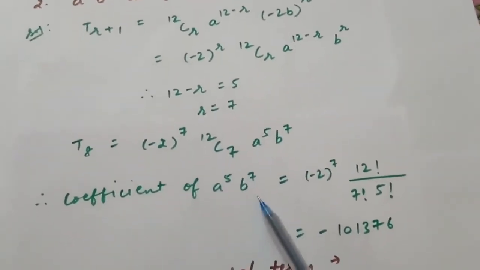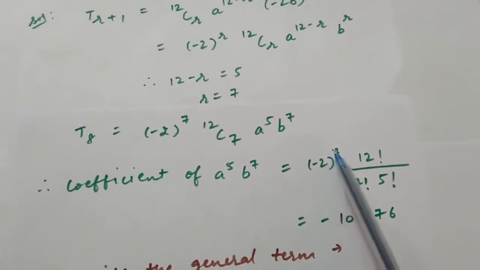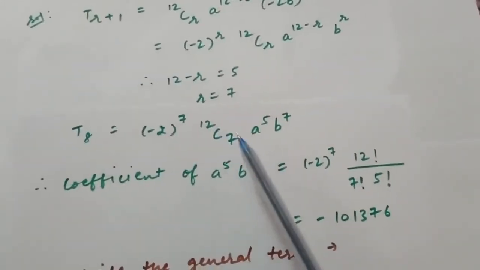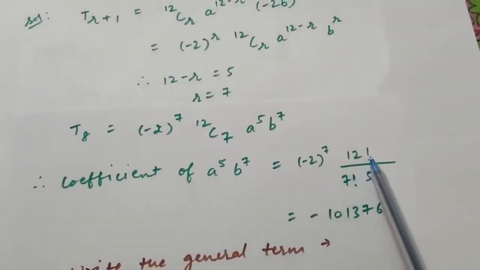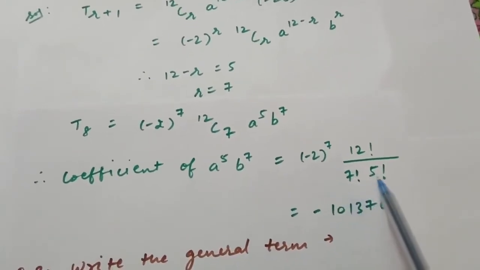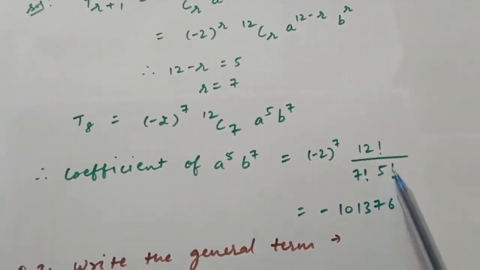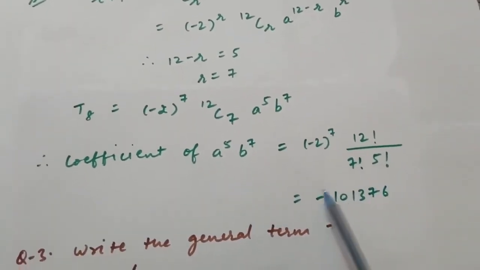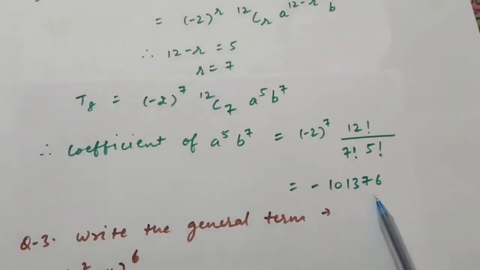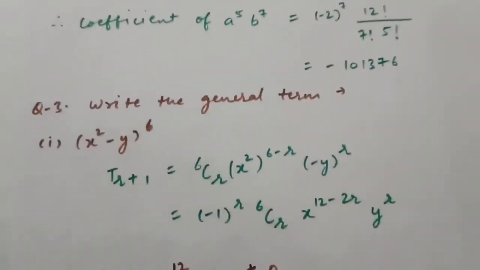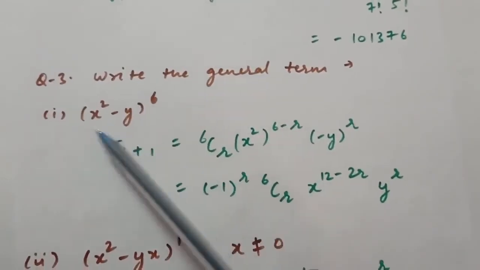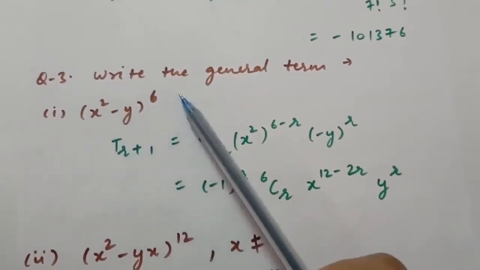So the coefficient is minus 2 raised to the power 7 into 12c7, which we can write as 12 factorial upon 7 factorial into 5 factorial. And when you solve it, you will get the answer as this. Clear? Next is, write the general term of x square minus y whole raised to the power 6.